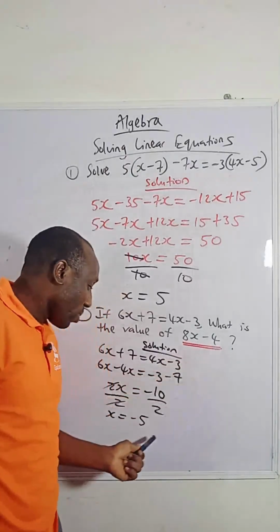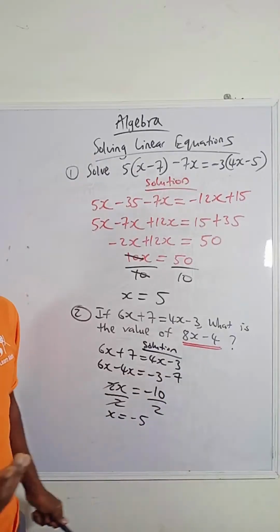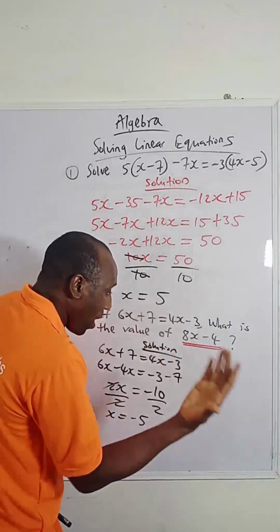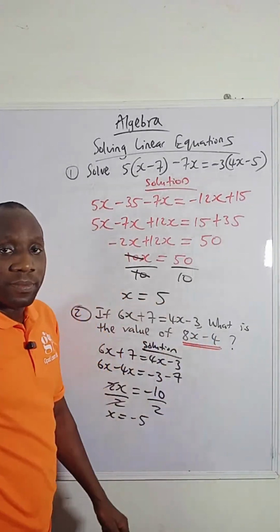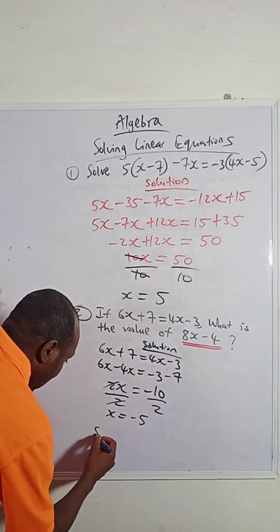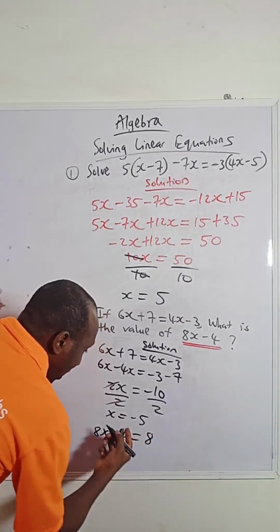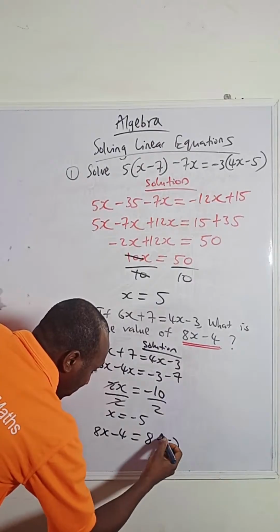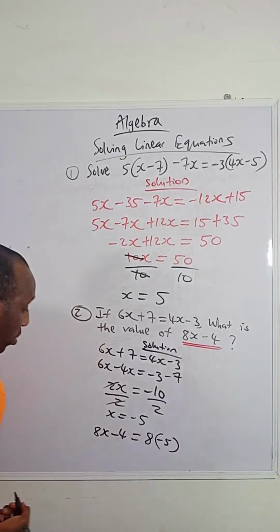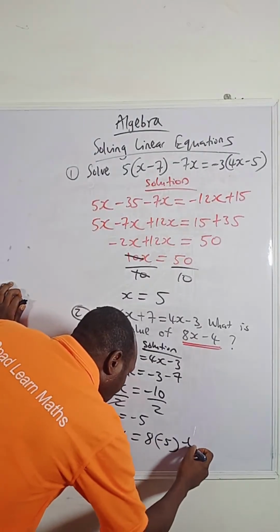But what we're asked to find is what? 8x minus 4. Don't just stop here because you found x. You need to now go ahead and find 8x minus 4. So if x is equal to minus 5, 8x minus 4 will be equal to 8 times minus 5, then minus 4. I'm using brackets to show that we are multiplying those two numbers.